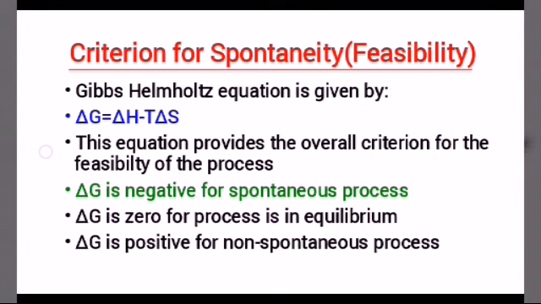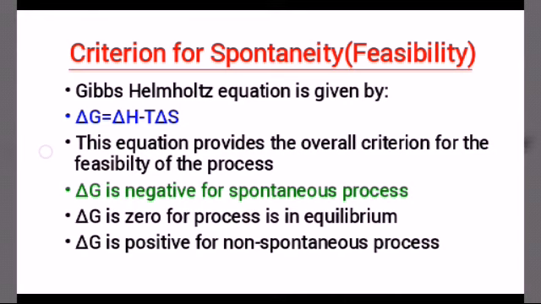Here the delta G is negative for spontaneous process. Remember this point, very important point. Second one, delta G is 0 for process in equilibrium. Third one, delta G is positive for non-spontaneous process.